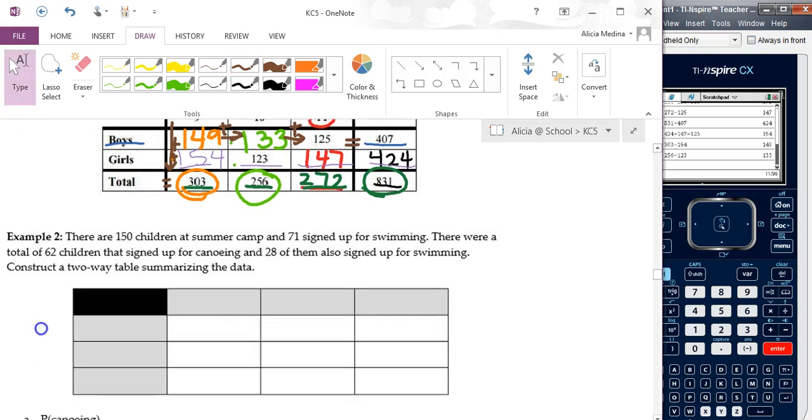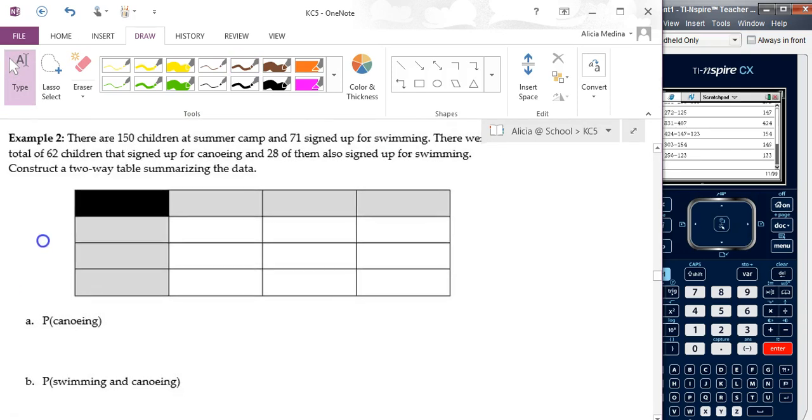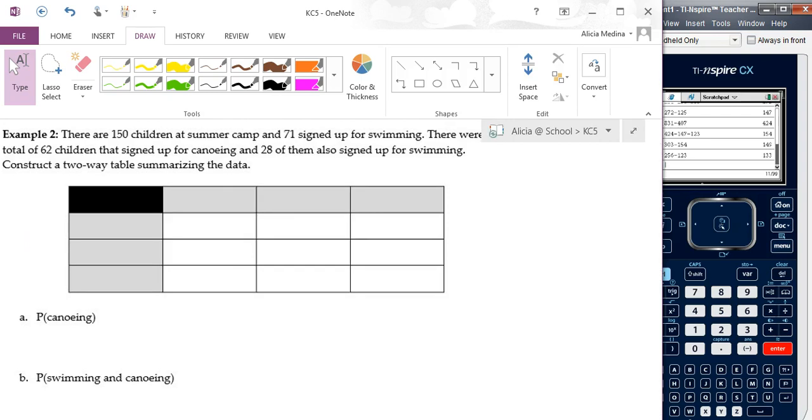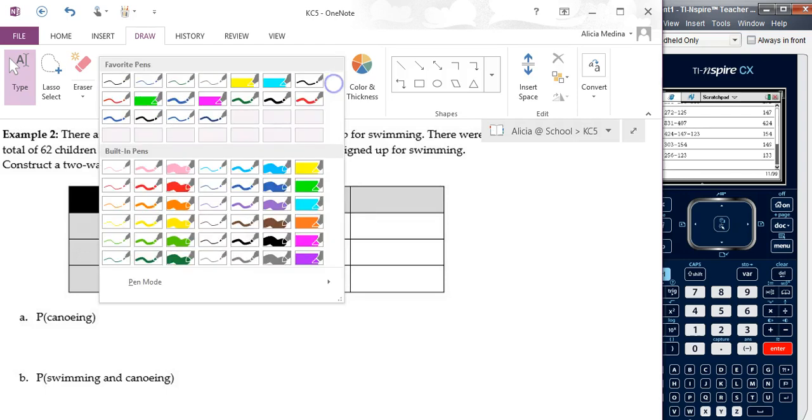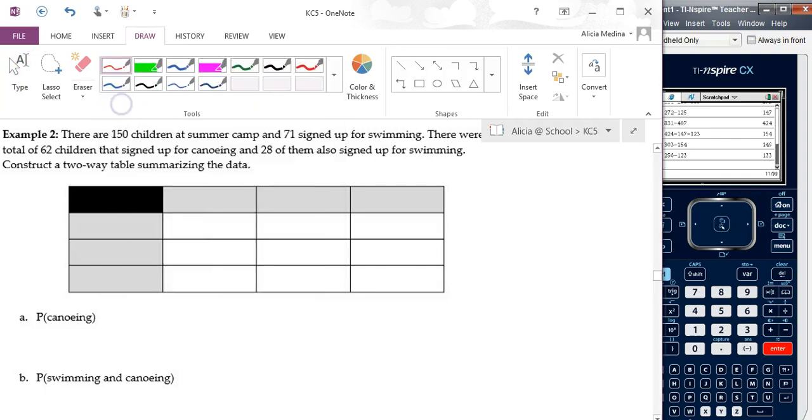All right, let's go ahead and read example number 2 and try to fill in our two-way frequency table and find some probabilities. So it says here there are 150 children at camp, and 75 of them signed up for swimming. There were a total of 62 children that signed up for canoeing, and 28 of them also signed up for swimming.